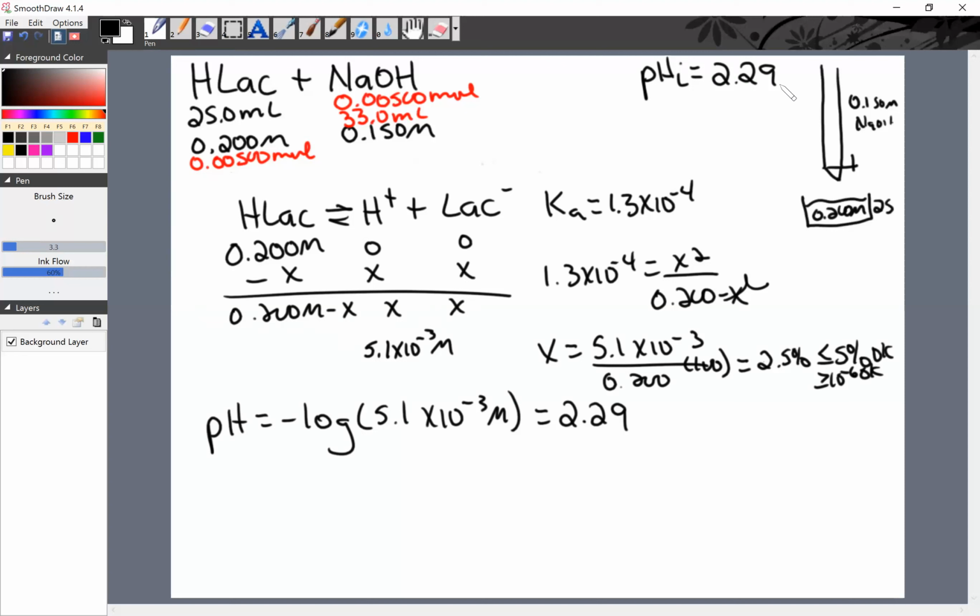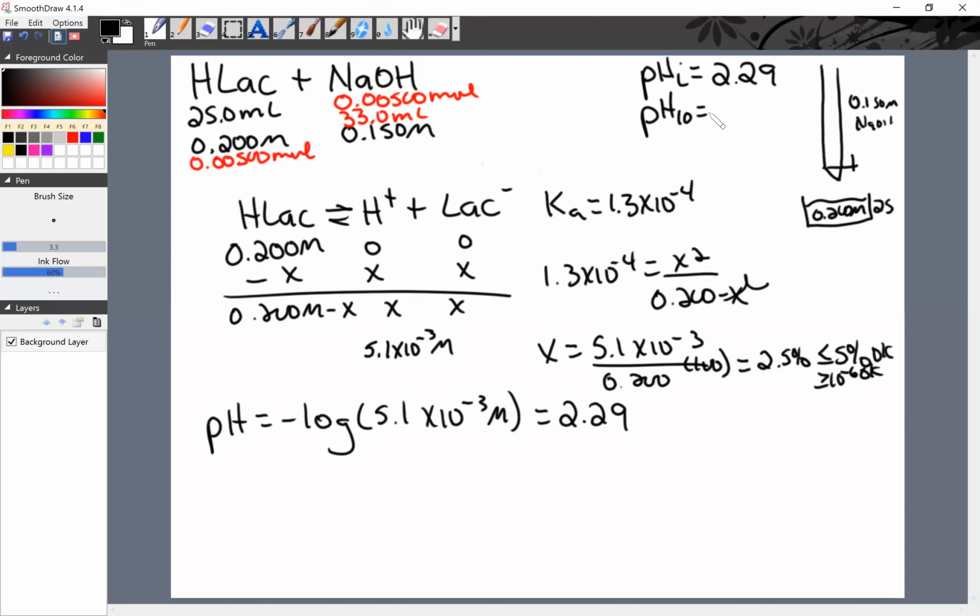All right, let's do a few more. Let's go 10 milliliters, 10, 20. Yeah, we'll just work our way up so that we have a few points for a graph. So let's do the pH when 10 milliliters. Whoops, that's a 10. What is the pH when 10 milliliters?